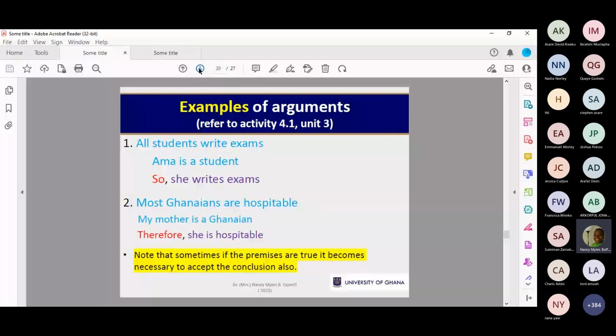But I introduced the types of arguments. When I introduced argument in Unit 3, I showed you that there are two types of arguments, but you want some practice examples. That's what the tutorial is for, okay? So two types of argument. One is called deductive argument. The other one is called inductive argument.